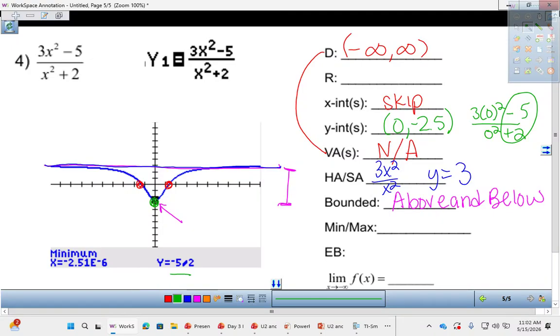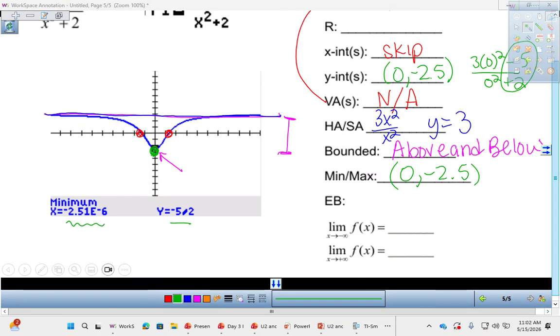That green point is also an absolute min, and I just showed myself tracing it. When you trace it and you get something weird like that, it's 0. That's a lot of zeros, e negative 6. So it's 0, negative 2.5. And the horizontal asymptote is 3.